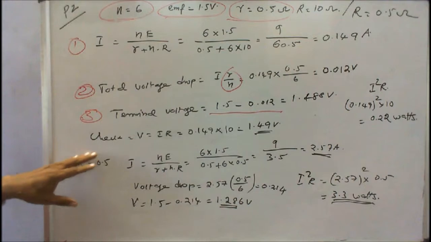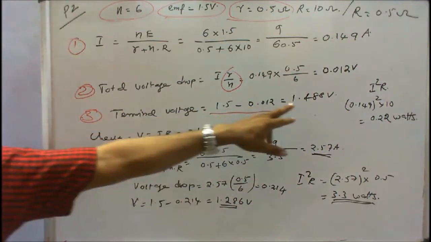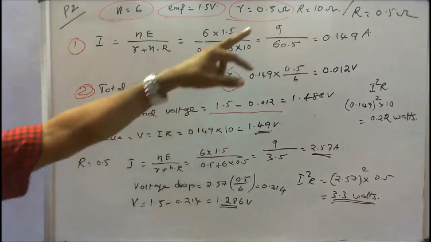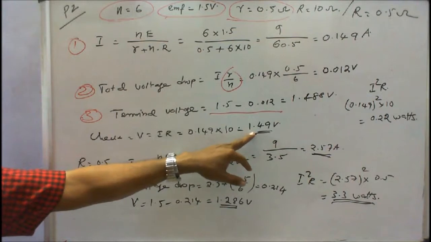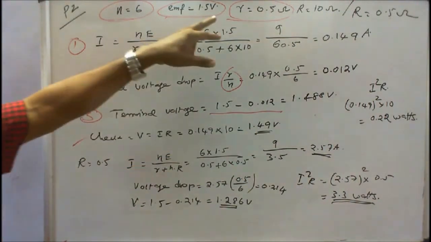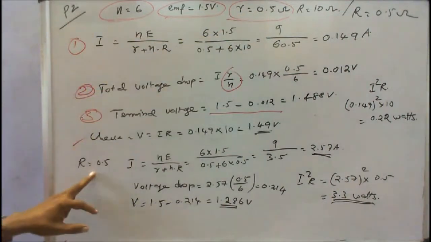I can check: V is equal to I into R. The terminal voltage is 1.49. Here I is equal to 0.149, the load resistance is 10, and that is equal to 1.49. The problem is correct. Now, instead of 10 ohms, I put the internal resistance, 0.5 ohms. I put 0.5.